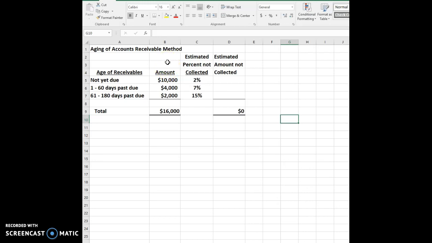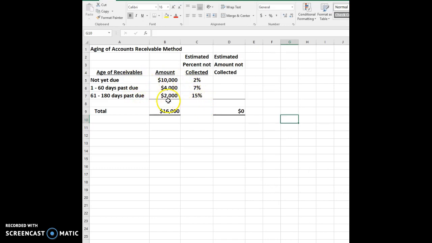And in our experience, 2% of those are usually not collected. We've looked at the accounts, and there are $4,000 worth of accounts that are 1 to 60 days past due. Based on our experience, we don't collect 7% of those. And the others, 61 out to 180 days past due, $2,000 are there. Our experience shows that 15% of those are usually not collected.